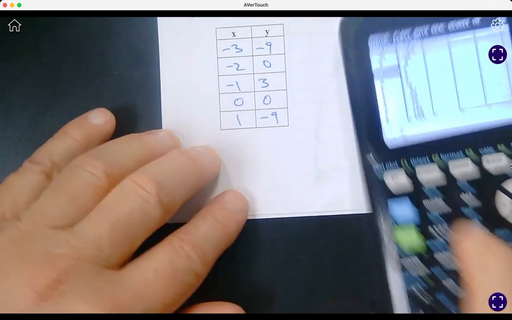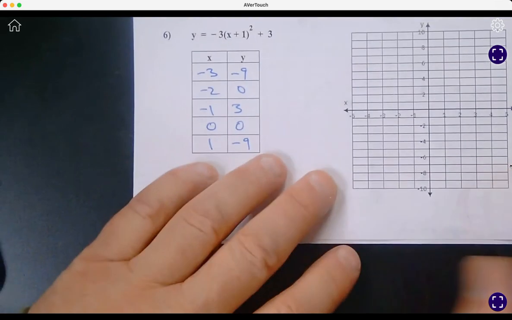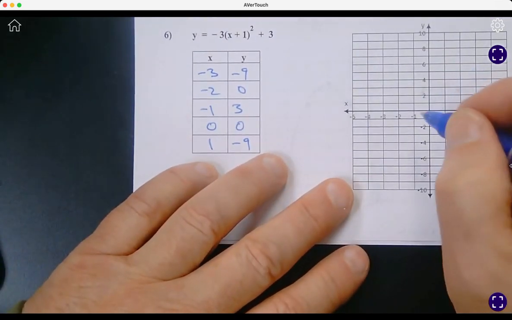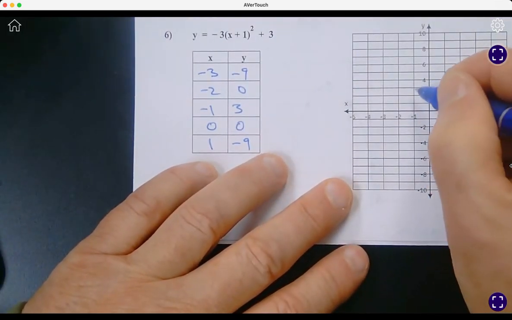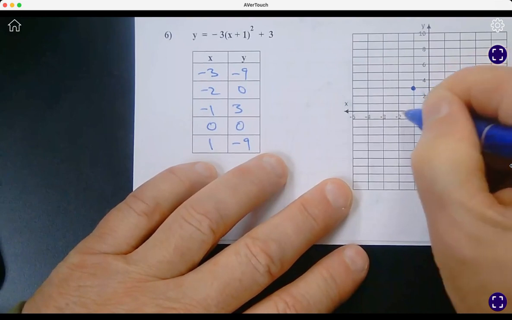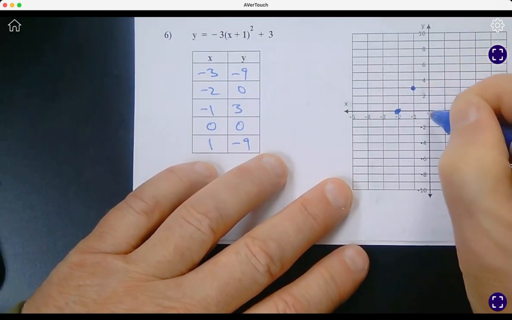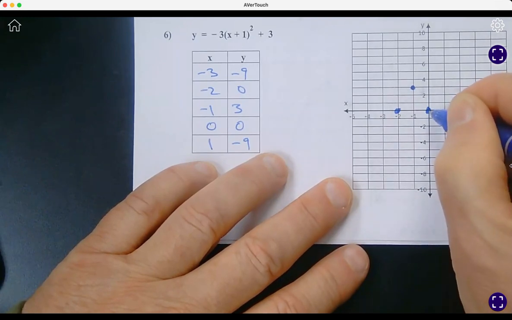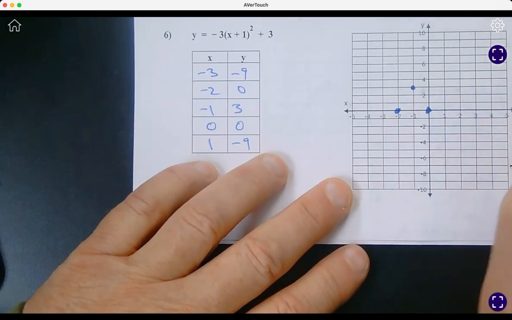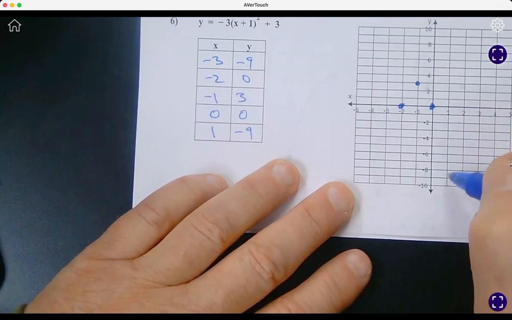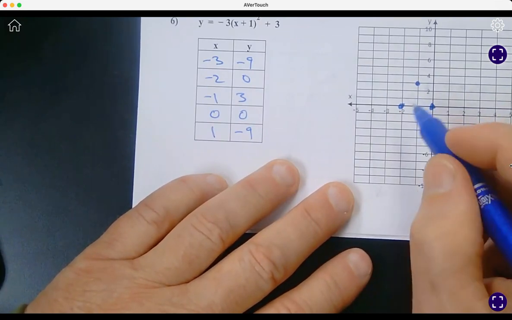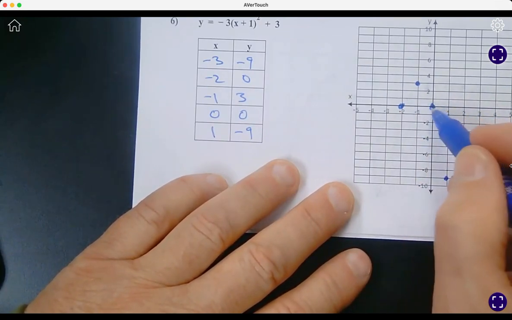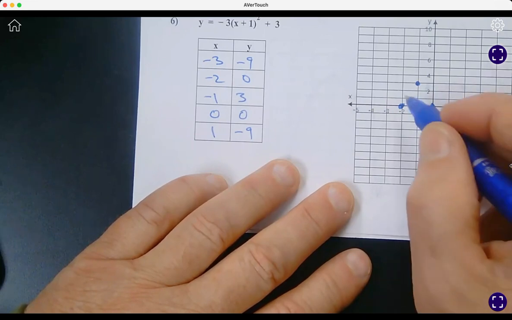All right, let's plot those points and draw this parabola. Negative 1, 3. Negative 2, 0, that's a y-intercept. I'm sorry, that's an x-intercept. 0, 0 is a y-intercept and an x-intercept. That's crazy. It's the only time you can have the same x and y-intercept is if it's 0, 0.